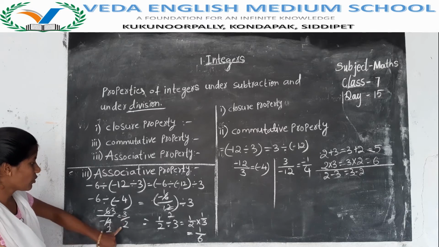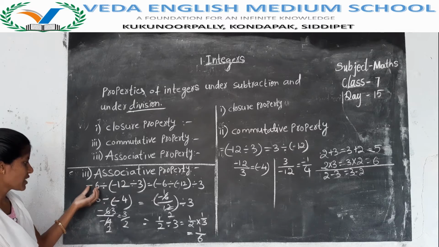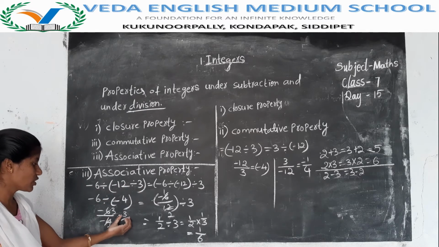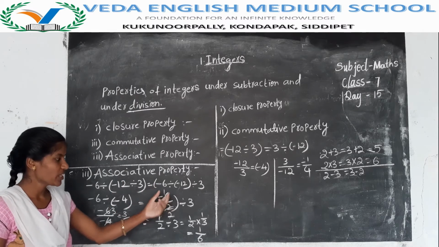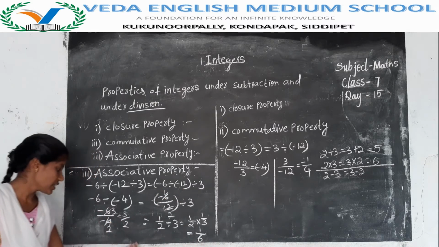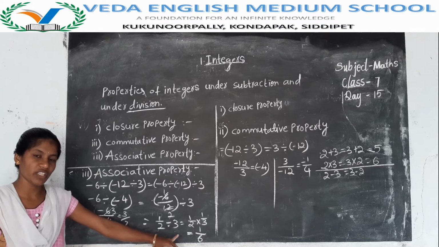Just listen. Now for associative property under division, first we have to take minus 6 divided by minus 12 divided by minus 3. Here we got 3 by 2. Then change their group. In associative property we have to change the groups, and when you change the group, the answer becomes changed. Here the answer is 3 by 2, here the answer is 1 by 6.